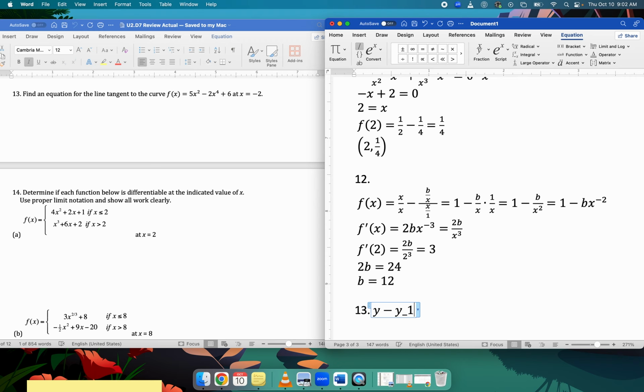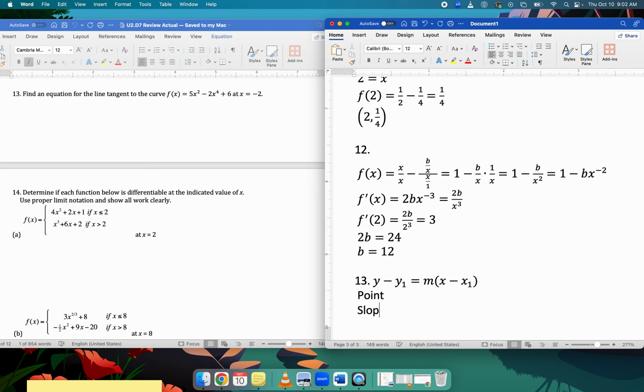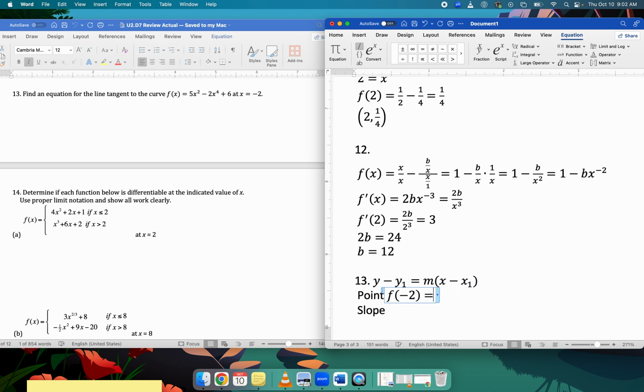You want to do y minus y1 equals m times x minus x1. So you need your point and you need your slope. The point, well, the x-coordinate is, of course, -2. To find the y-coordinate, you plug -2 into the original function. So that's this guy. So what is that? That's 5 times 4 is 20.